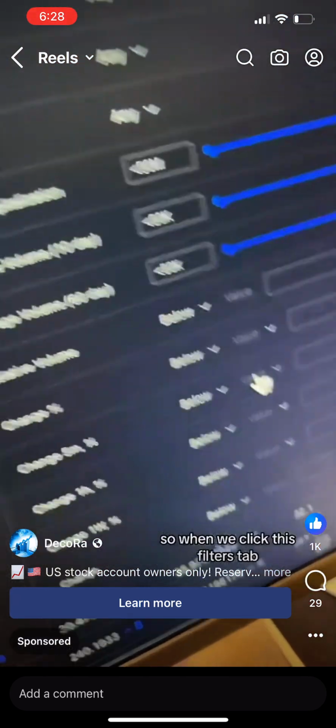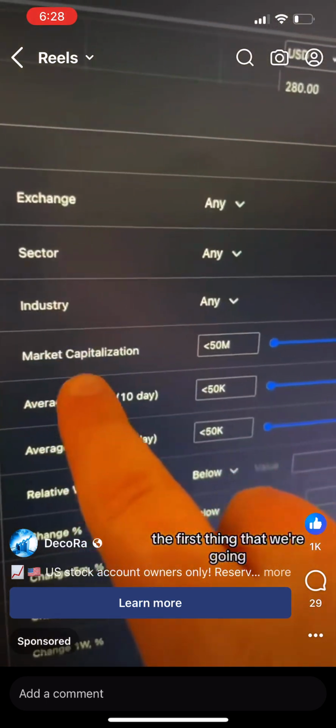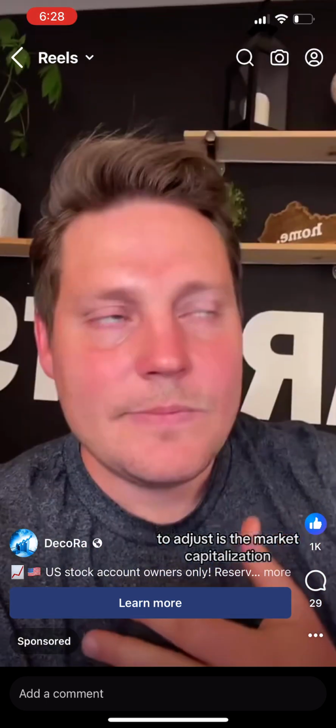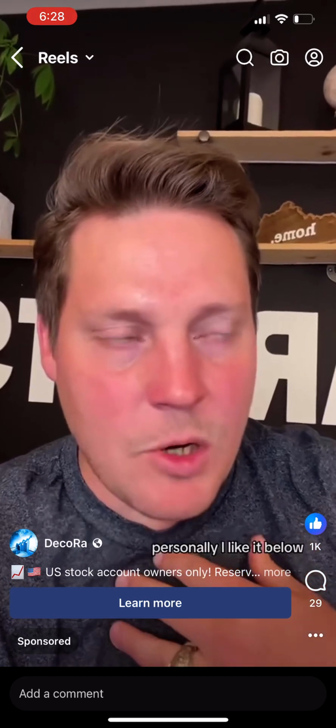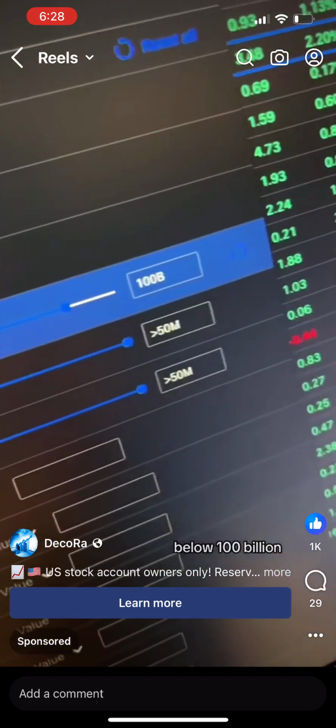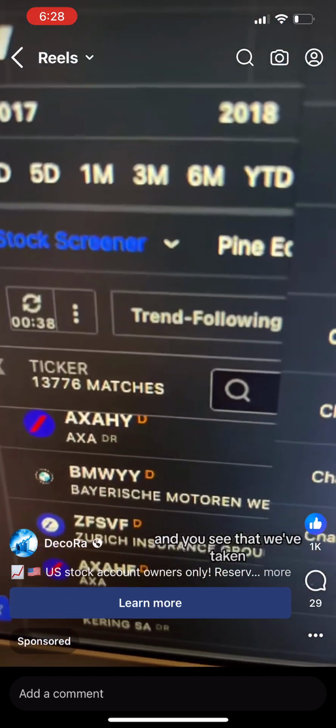So when we click this filters tab, the first thing that we're going to adjust is the market capitalization. There is no clear rule on this. Personally, I like it below 100 billion, and you see that we've taken off 5,000 tickers.